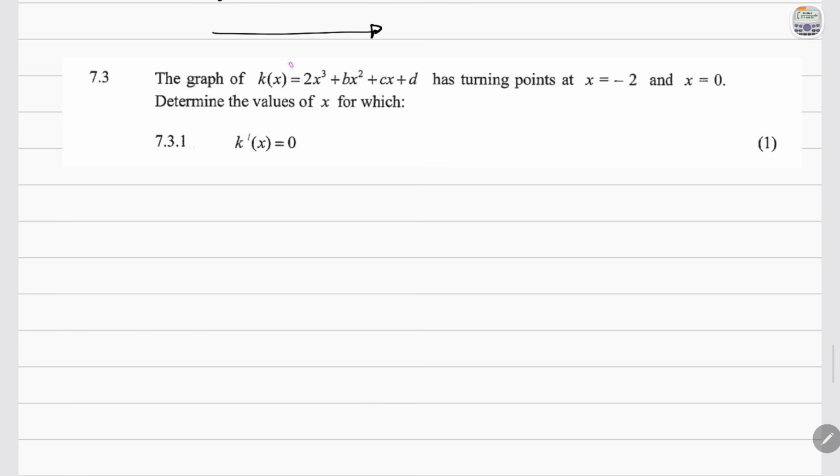Think about this. You have k of x is equal to this, right? A cubic function. So if you have some cubic function, this one, its a value is positive. So it's going to look like this. It looks like an n, but just more curved. So kind of like that. If you derive this function, because they say k prime of x, what are you trying to find? You're trying to find the gradient of this function at any point.